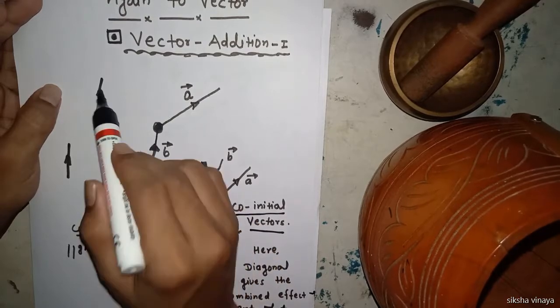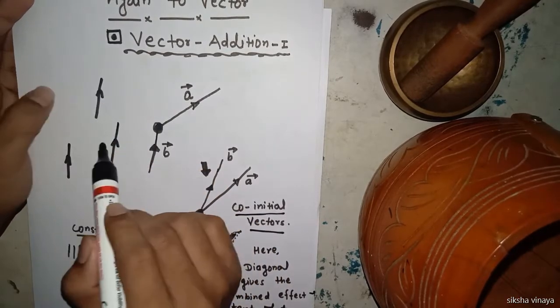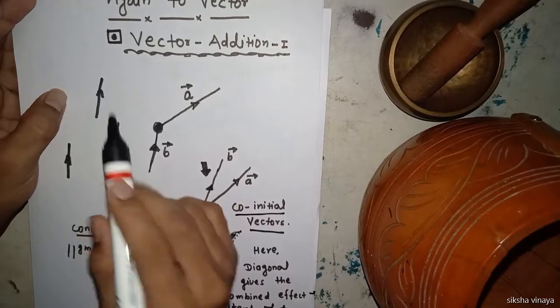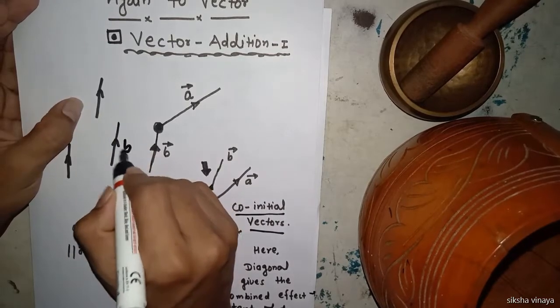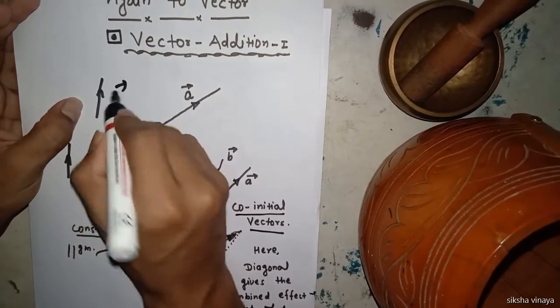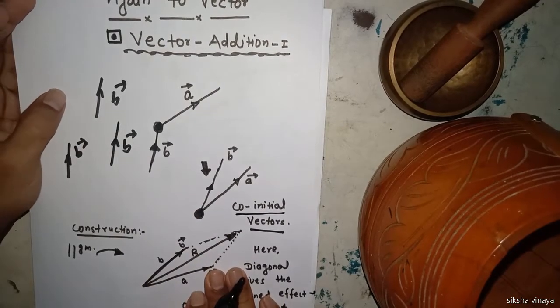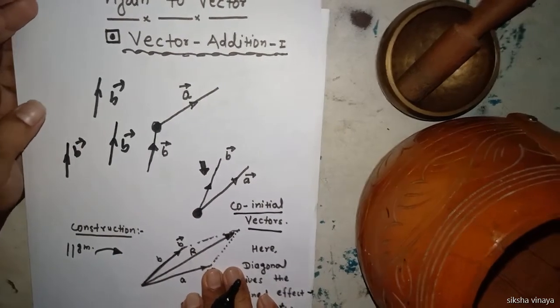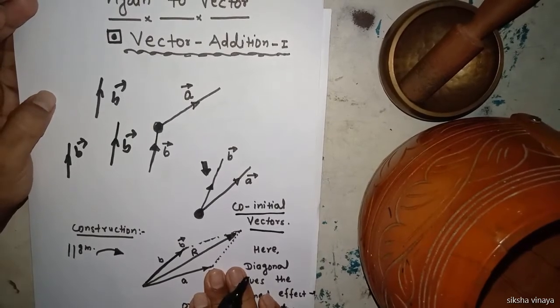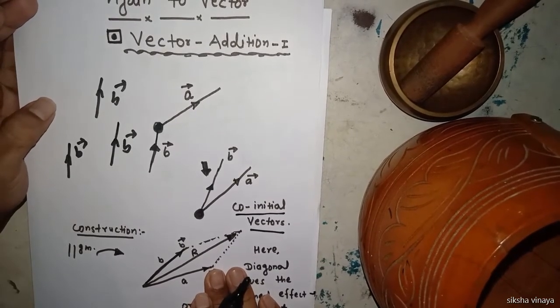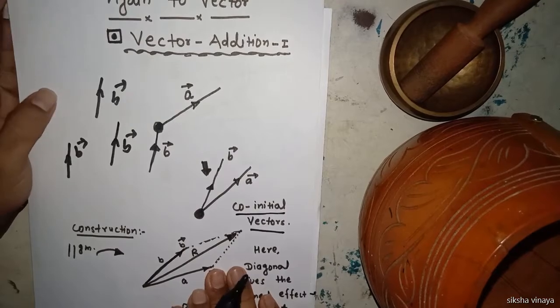And if its magnitude is the same, it means they are the same. They represent the same vectors. B vector here, B vector here, B vector here. Are you getting my point? So for solving our problems, we can displace it as per the condition needed.